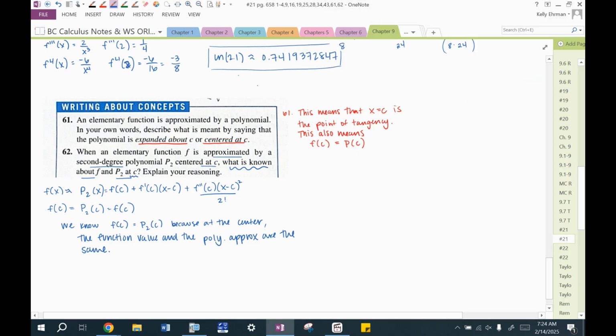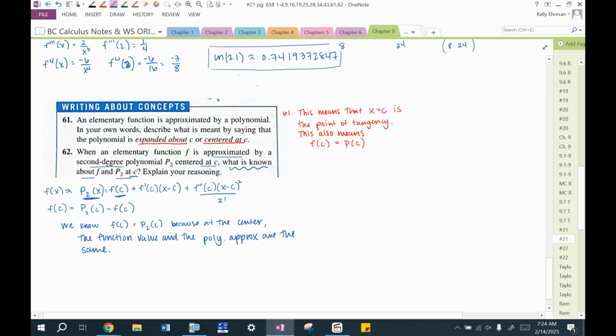All right, and then 62 says when an elementary function f is approximated by a second degree polynomial, p2, centered at C, what is known about f and p2 at C? Explain your reasoning. This is getting back to 61. The only thing that we know for sure is that those 2 functions are exactly equal at C. Because remember, to build any order polynomial, we begin with a constant term, which is the function evaluated at the point of tangency. And why do we do that? Because remember, the value of the function at the point of tangency.